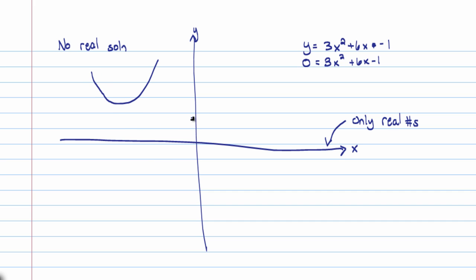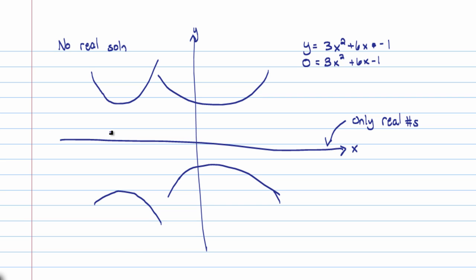In other words, I'm not ever going to be at a height of 0. Or it could look like this, or like this, or like this. But the fact is that it will never hit the x-axis. Okay, those are examples of parabolas that do not hit the x-axis.